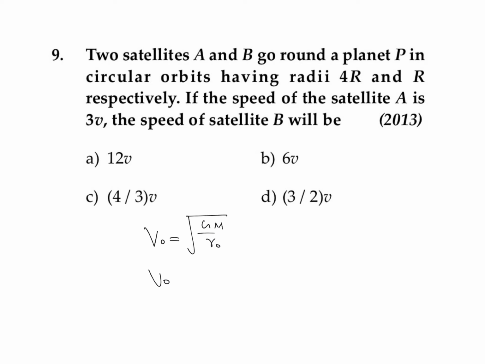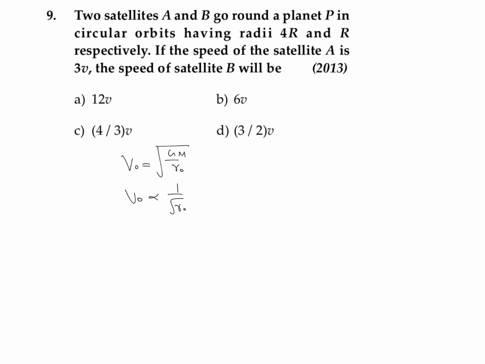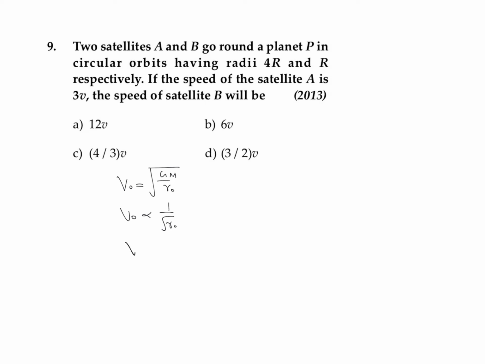So we can write that orbital velocity is inversely proportional to root of orbital radius. So we can write the velocity of A divided by velocity of B will be equal to under root of orbital radius of B divided by orbital radius of A.